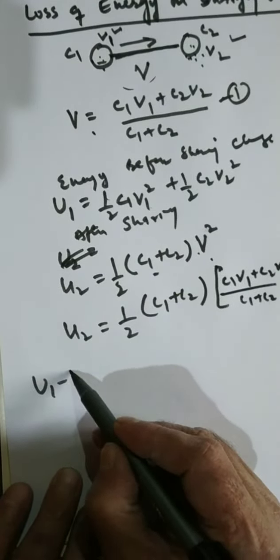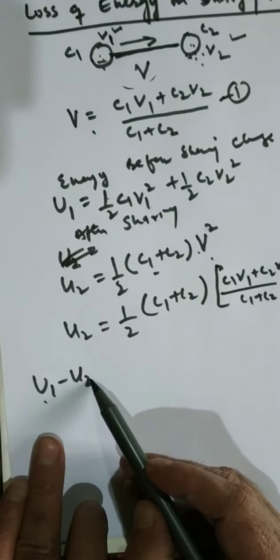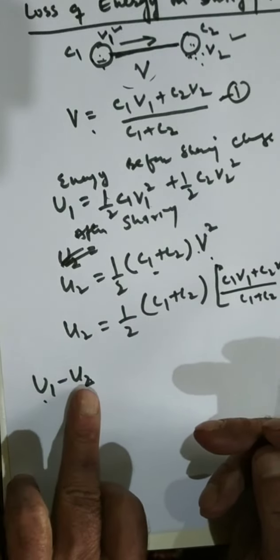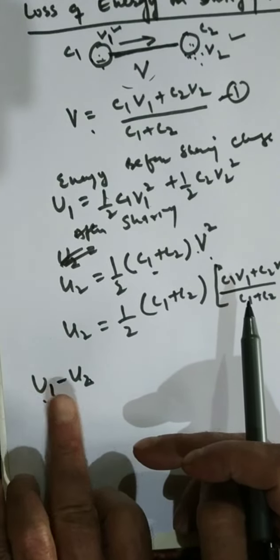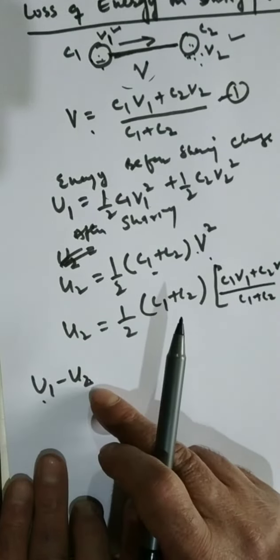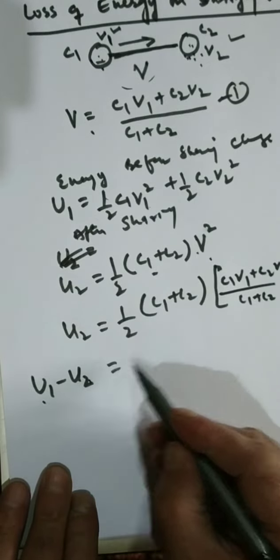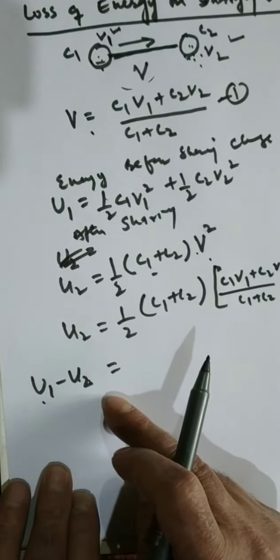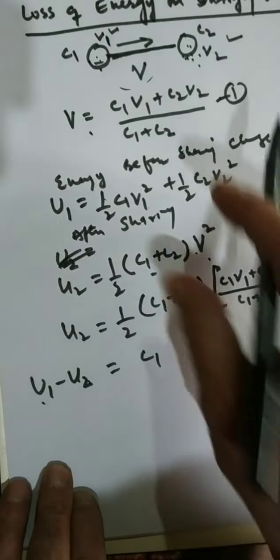Now U1 minus U2. यानी पहले क्या एनर्जी थी बिफोर शेयरिंग और आफ्टर क्या एनर्जी थी आफ्टर शेयरिंग. अगर ये पॉजिटिव निकला दैट मीन्स U1 is greater than U2. अगर नेगेटिव निकला then U2 is greater than U1. That means gain energy. वो तो पॉसिबल नहीं है. अगर ये पॉजिटिव निकला that means U1 is greater than U2. That means energy is lost. Now U1 minus U2, जब हम इसको evaluate करेंगे, that is change in energy after sharing the charges, it comes out to be C1 after simplifying.